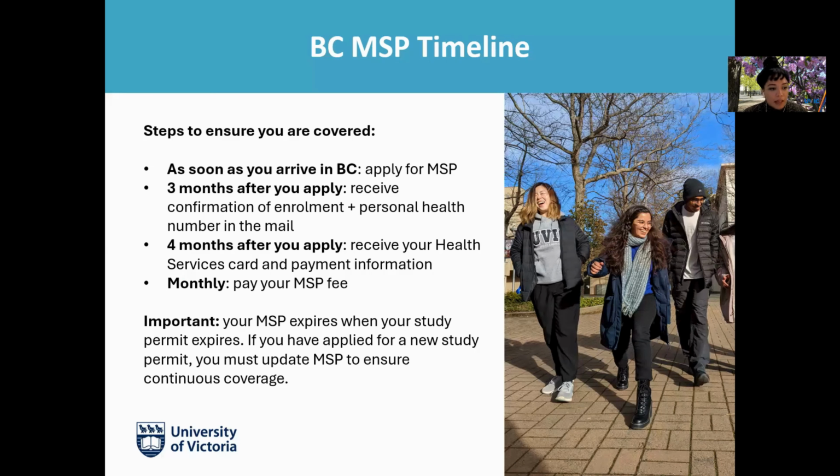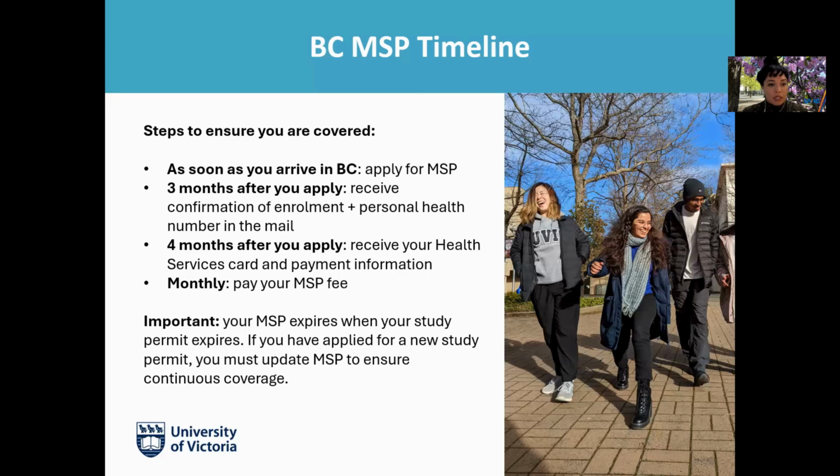Approximately 1 month after that, in the mail, you will receive your British Columbia Health Services card. That card is going to have some of your personal information on it, as well as your personal health number. And that's what you'll use when you need to access any services at the clinic, the hospital, or the doctor. So that's going to be a really important piece of documentation that you'll need to bring with you wherever you go. And then once you've received your confirmation of enrollment and your health services card, you're considered to be all set up in your MSP.